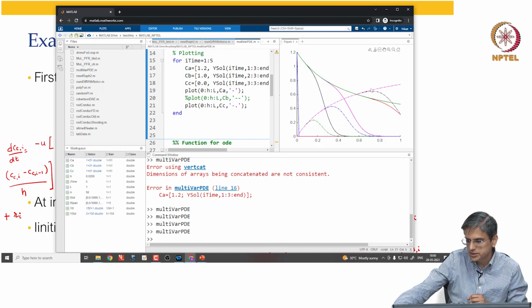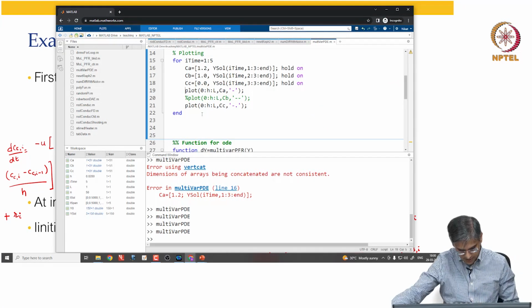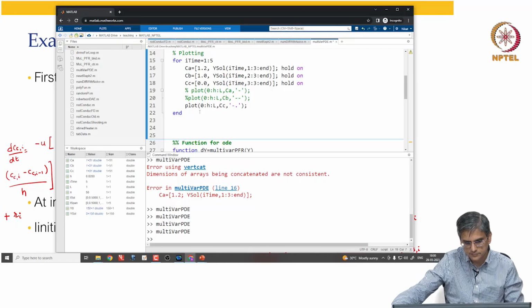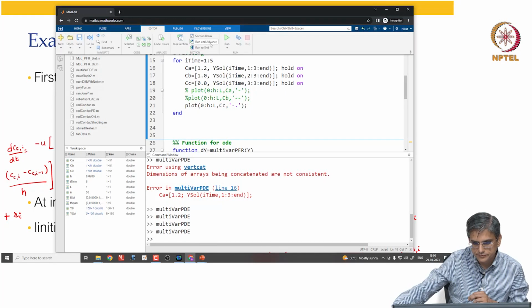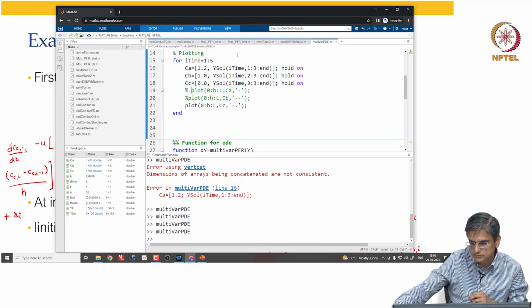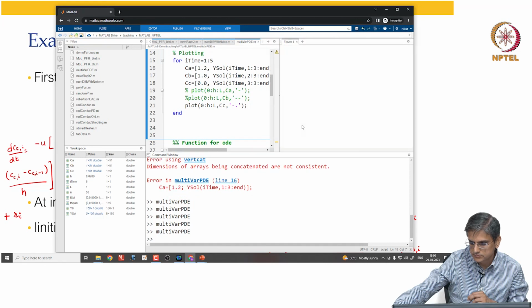Okay. So these decreasing values are the values of A, these increasing values are the values of C. Let me actually not plot A and let me plot C. So these are the values of C that you get. At time 0, C is all 0.